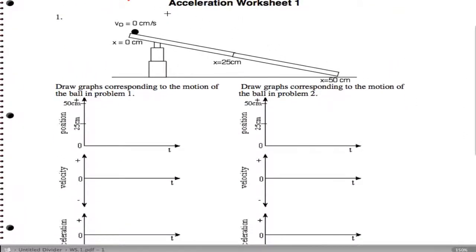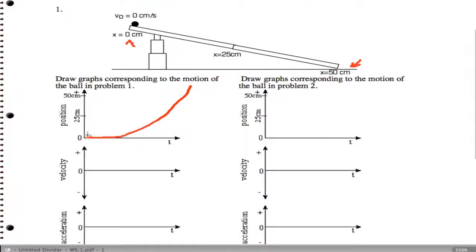So for example, in number 1, I see that I'm starting at 0 and I'm going to 50. That means I'm moving forwards. And I start at the top of the hill and I'm rolling down, so that must mean I'm speeding up. So what that means is that my plot of position versus time is going to look like this. In a similar vein, I'm speeding up, which means that my velocity should start at 0. And I'm going forward, so that means it's getting more and more positive. So I should actually get a graph like that.